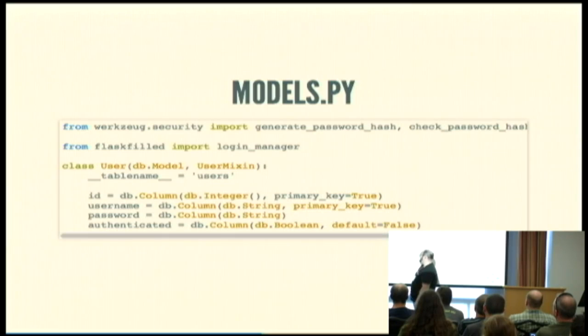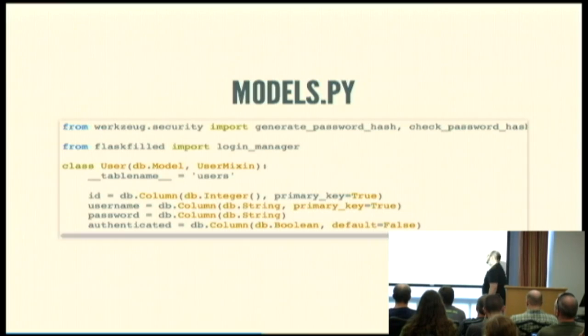And then all I have to do on top of that is add in some sort of ID, a username, a password field, and then this authenticated field. This doesn't even ever have to be used. It just has to be present. It's a hangover from an older version of Flask Login that may or may not go away. But at the moment, it's required. So I need the ID and then those three fields in order for that to work.